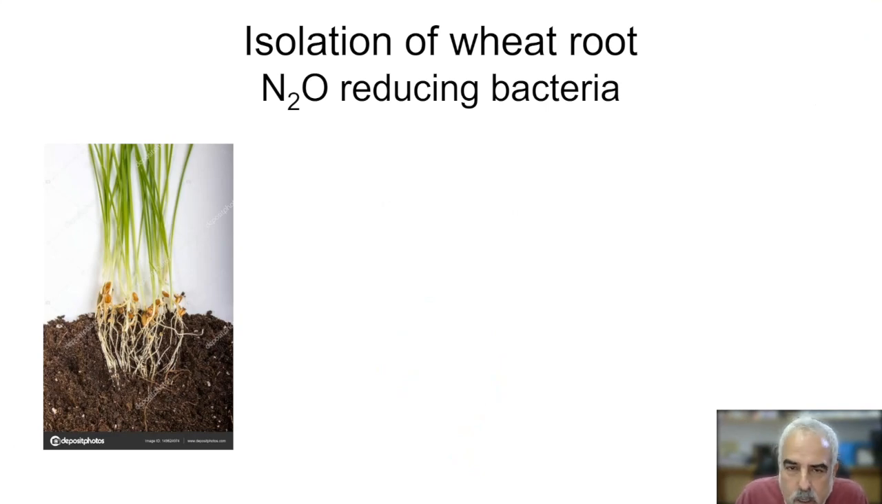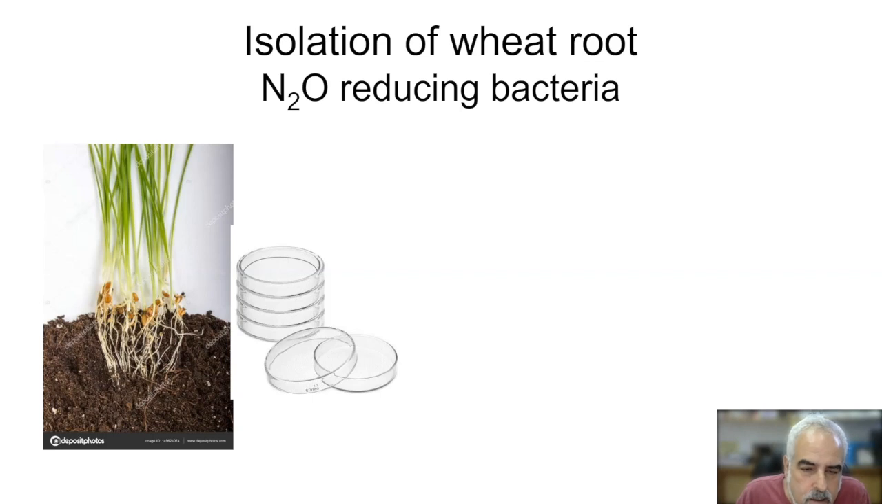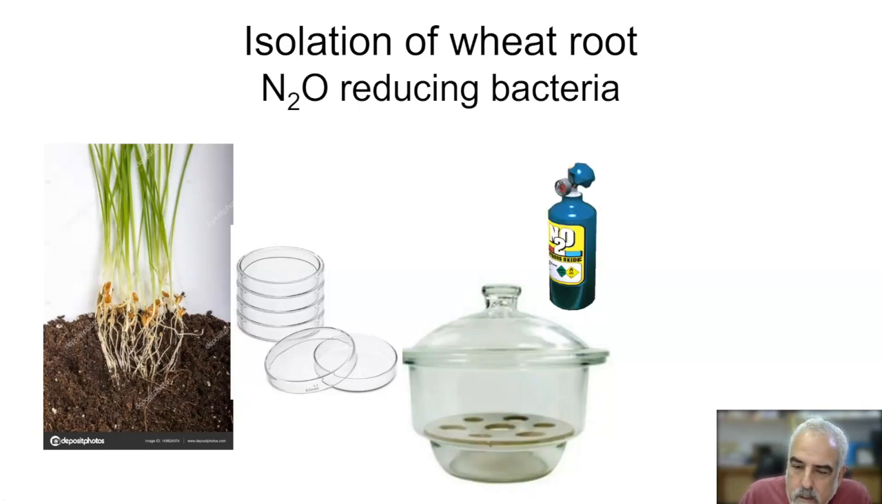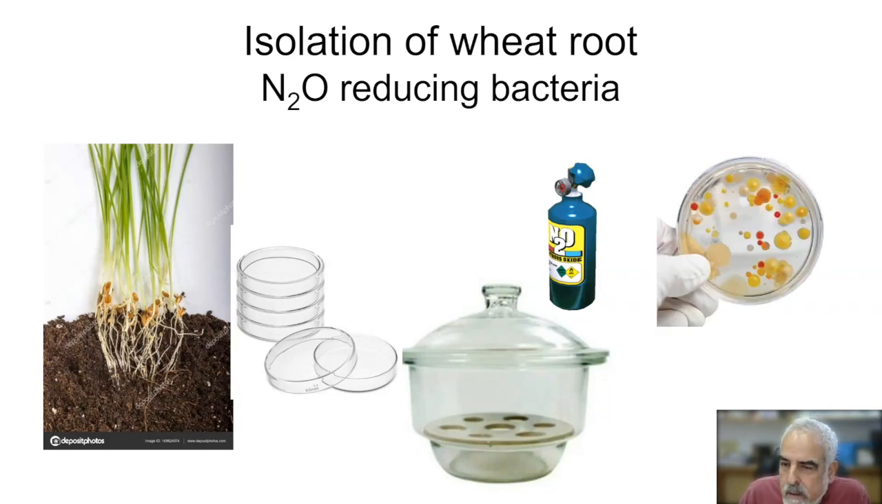So how did she do that? She went to the wheat roots and homogenized the roots, plated the solution on agar plates, put them in a desiccator, flushed all the oxygen, and introduced nitrous oxide as an atmosphere into the desiccator, allowing bacteria that can reduce the nitrous oxide to grow. This is nitrous oxide introduced into the jar. So the desiccator is completely anaerobic, and the only electron acceptor for the bacteria to grow on is nitrous oxide. And then we got bacterial colonies and analyzed their activity as nitrous oxide degraders, or reducers, sorry.